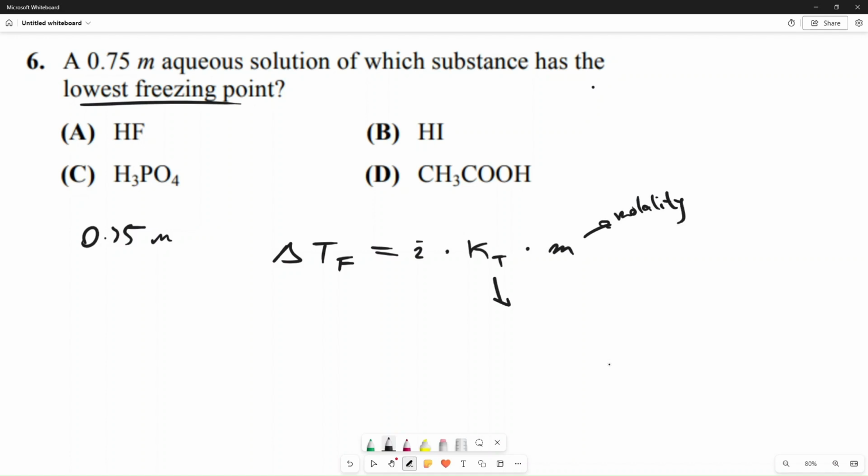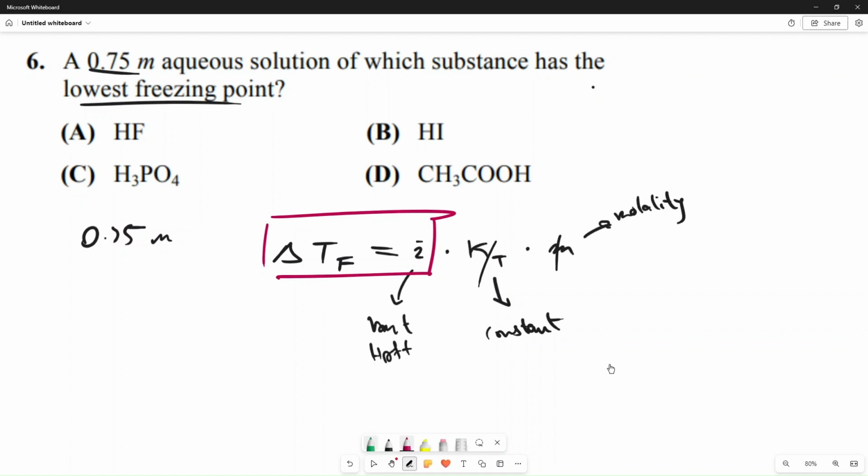This is the, right, some constant. It's a constant. Oh, what was it called? Cryogenic constant or something like that. And then i is the Van 't Hoff factor. Okay, so here there's two constants, right? This is always going to be constant. We can just forget about it. And then molality is also constant, 0.75 mole in each substance, right? That's also constant. We're going to be relating the change in the freezing point with the Van 't Hoff factor.